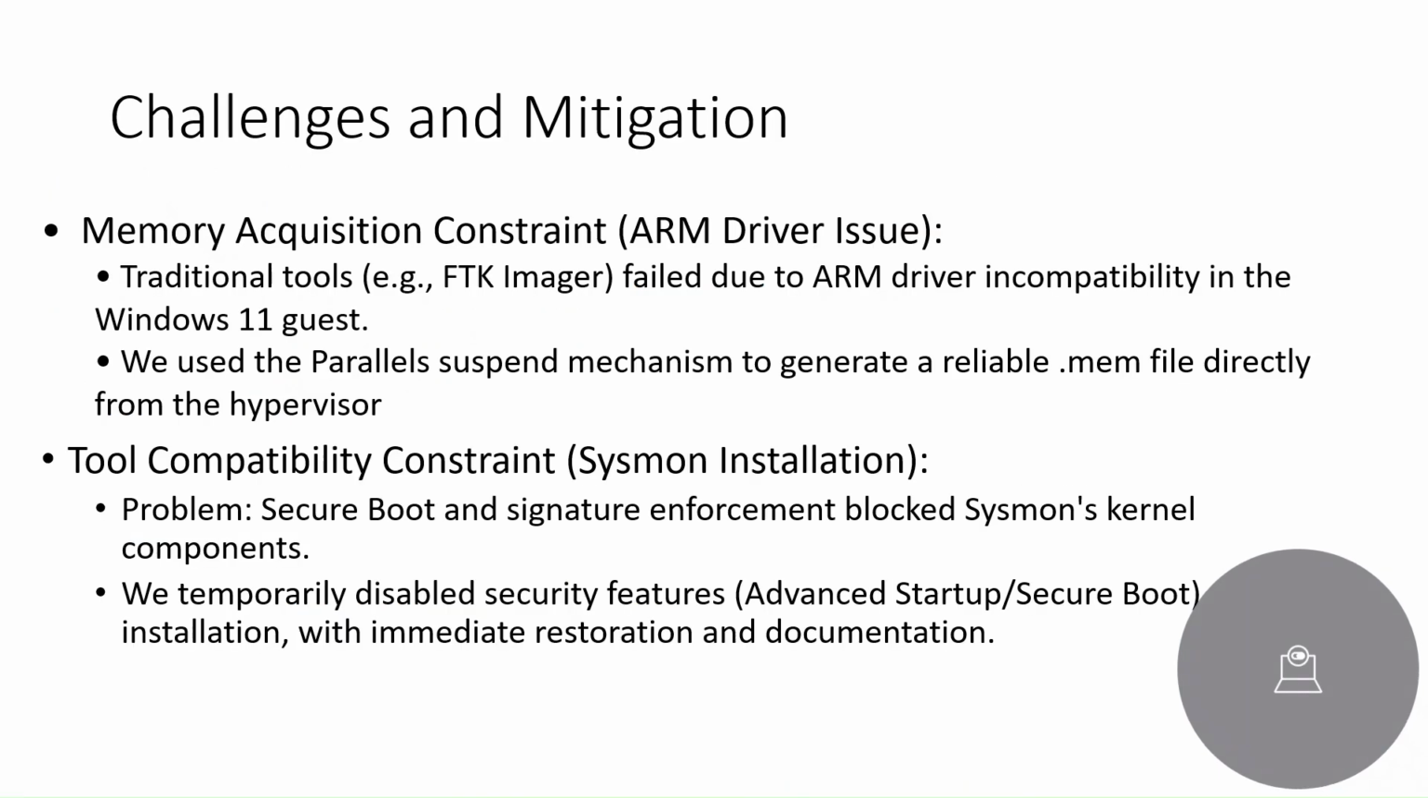We ran into a few technical issues during this project. One of the biggest was that many forensics tools don't fully support Windows 11 on ARM. For example, we couldn't use FTK Imager to grab memory because of driver incompatibility. We solved that by using the Parallels snapshot feature, which created a reliable memory file directly from the hypervisor. We also had trouble installing Sysmon because Secure Boot blocked its kernel components. To fix that, we temporarily turned off Secure Boot just for the installation, then turned it right back on and documented what we did.